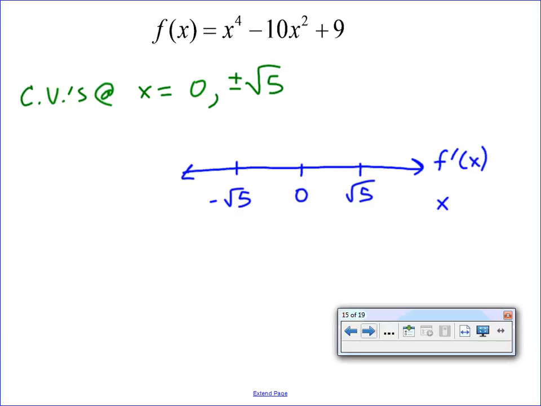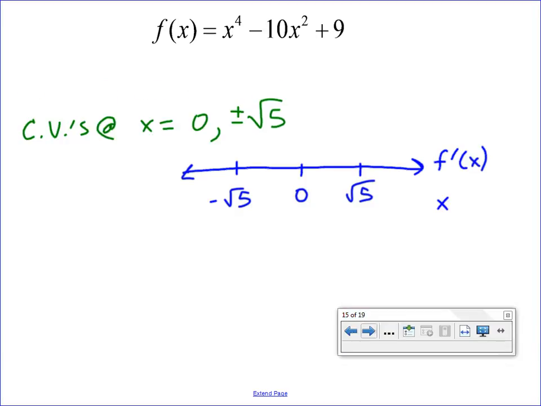So no problem here. Let's choose a convenient x value on each subinterval. Recall that negative root 5 would be in between negative root 4, which is negative 2, and negative root 9, which is negative 3. And so I'm thinking if I choose negative 3, I'll be in this leftmost subinterval. So negative 3 into my f prime. Wouldn't it be nice if I had my f prime over here?